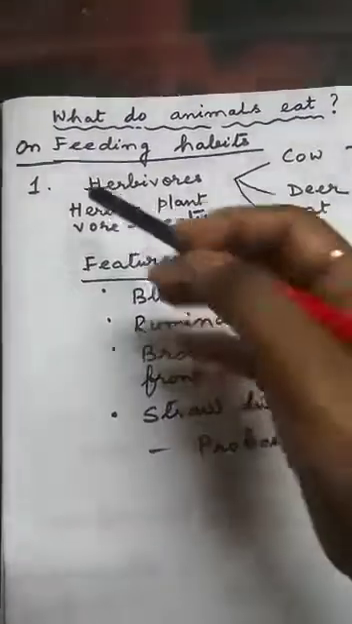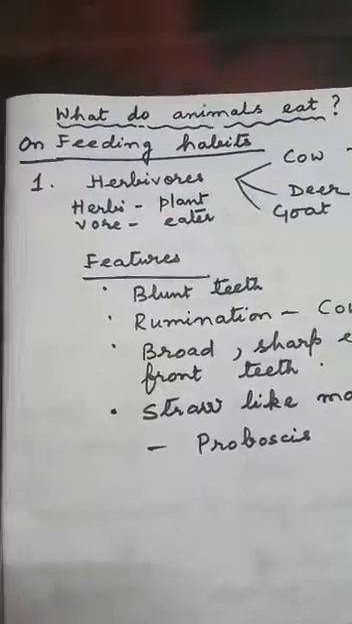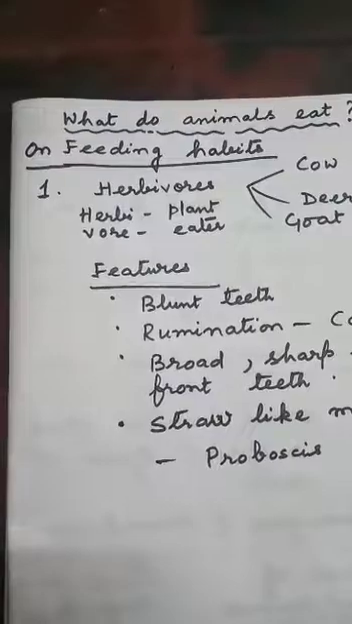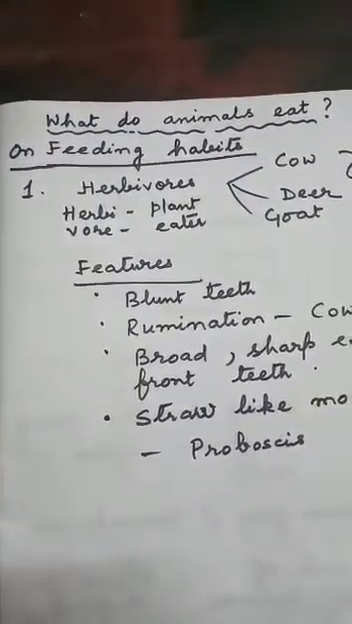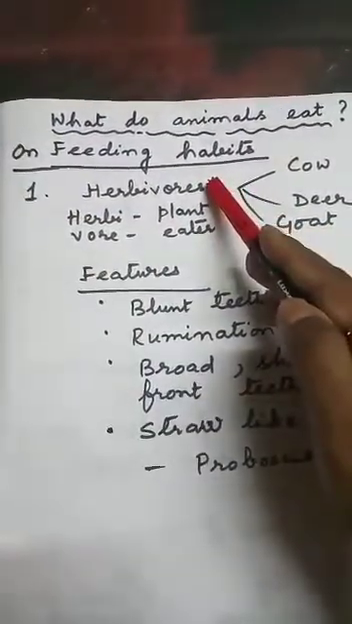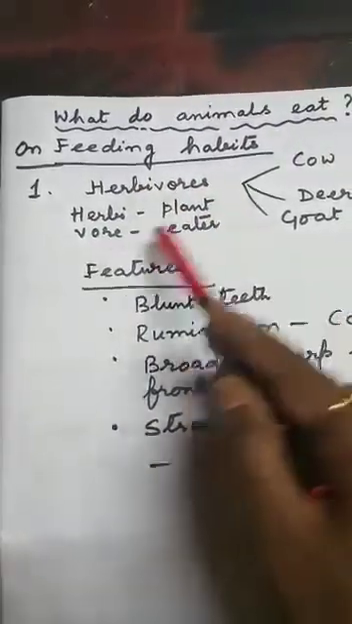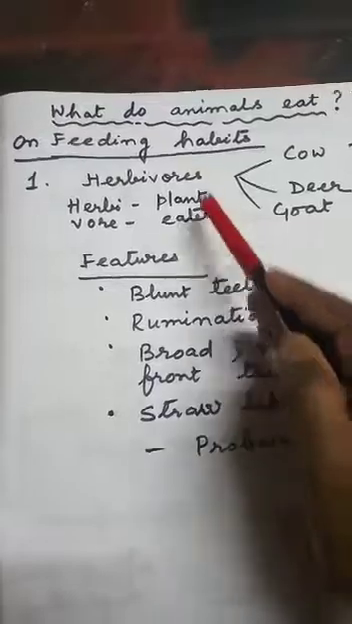Based on their feeding habits, the animals are categorized into different types. Feeding habits means what are the foods that the animals eat. Based on that, the animals are classified into different categories. Under that, number 1 is herbivore. You can see from the term itself, herbivore: herbi means plant and vor means eater. So those animals that feed on plants are called the herbivores.